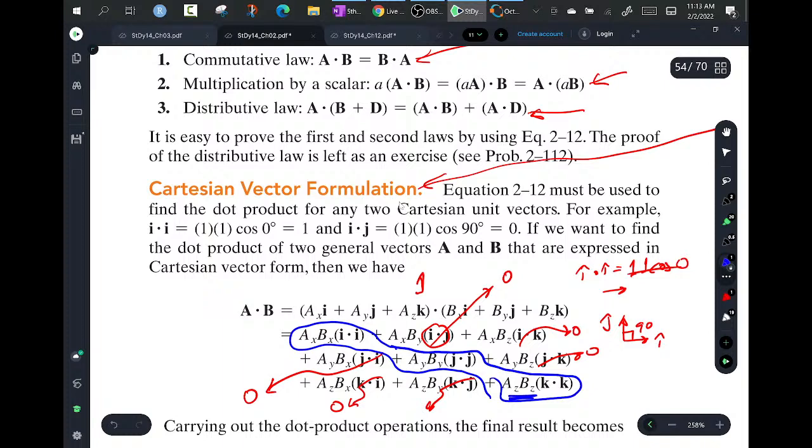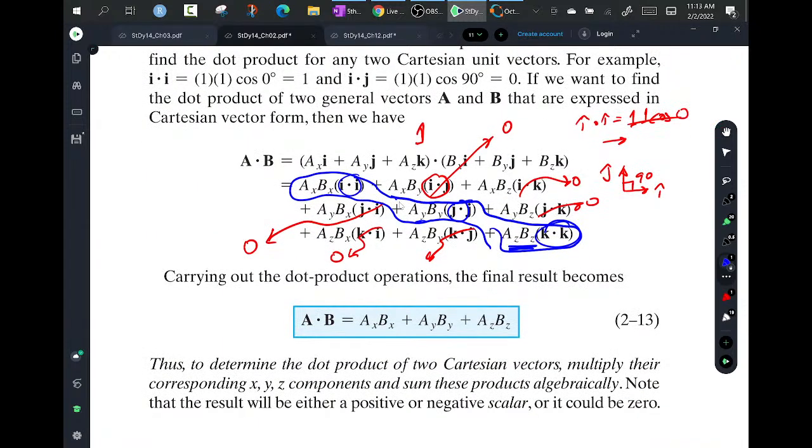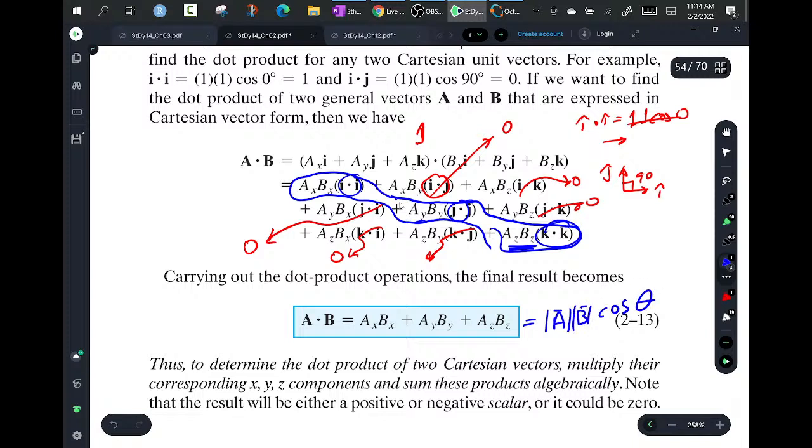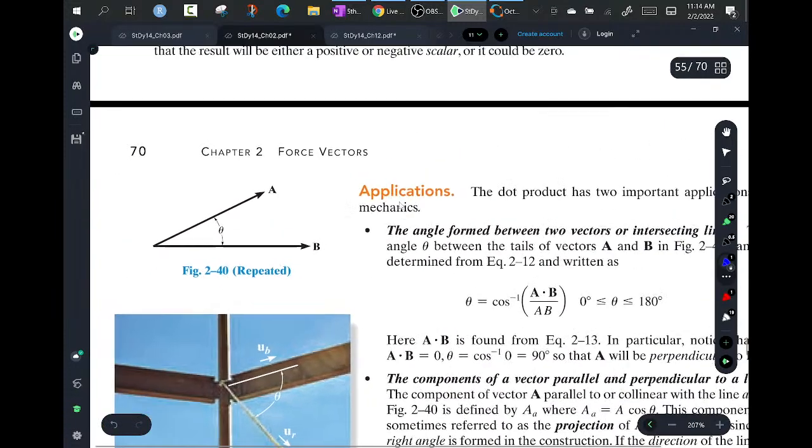So what you find out is these are all 1, all the others are 0, and you'll get this. Now this is pretty beneficial because now it's also equal to the magnitude of A, magnitude of B, times the cosine of the angle between them. So if somebody asks you what's the angle between these two vectors, you do this, this, and this, and then you take this A and B and divide it, and you can take the inverse cosine of it, which is what he's doing here.